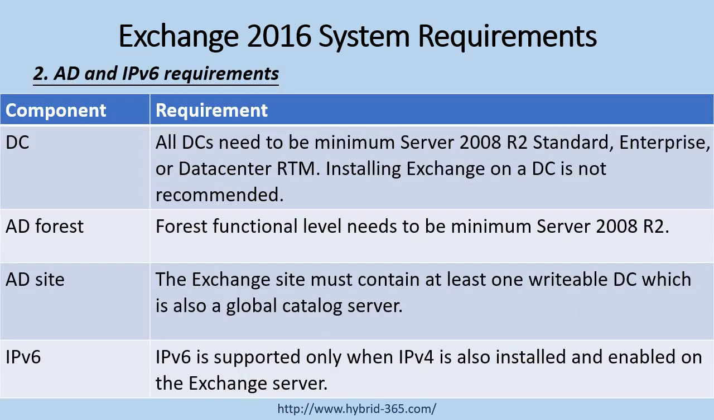Let's now see the AD and IPv6 requirements. All DCs need to be minimum Server 2008 R2. Installing Exchange on a DC is not recommended. Forest functional level needs to be minimum Server 2008 R2. The Exchange site must contain at least one writable DC which is also a global catalog server. IPv6 is supported only when IPv4 is also installed and enabled on the Exchange server.